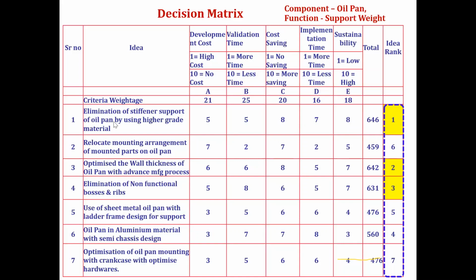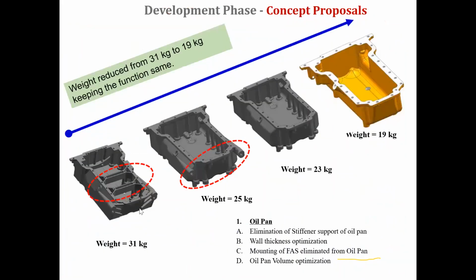So the number one idea is to eliminate the stiffness support in the oil pan by going for a higher grade material. The second idea is to optimize the wall thickness by going for an advanced manufacturing process. And the third idea is to eliminate the ribs and bosses. These three ideas have been taken. And what do you see here? When you go with these ideas, the oil pan, initially 31 kg, is reduced to 19 kg. You see almost 12 kg weight reduction, but the function remains the same.